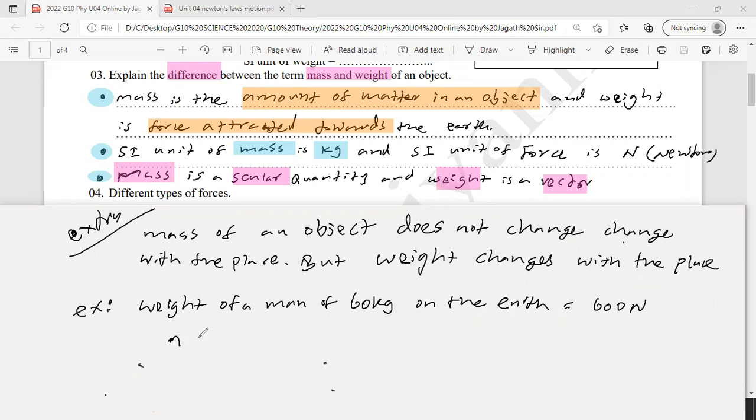So the same man, the same person, the weight of the man of 60 kilos on the moon, it's a different value. It's different. So this is very important. This is an oral paper question, MCQ. Repeated. They have asked this 3 times. Many students don't answer this properly.